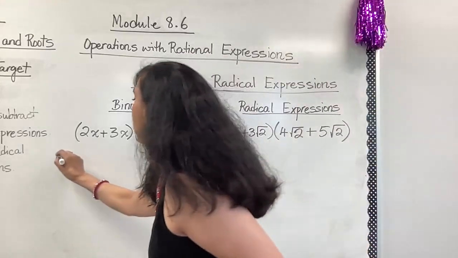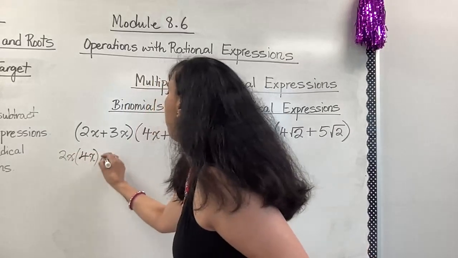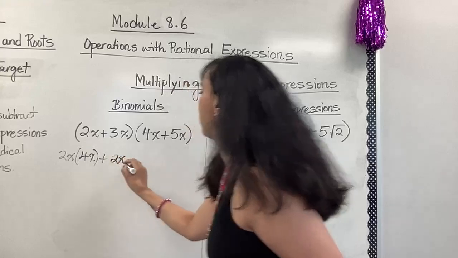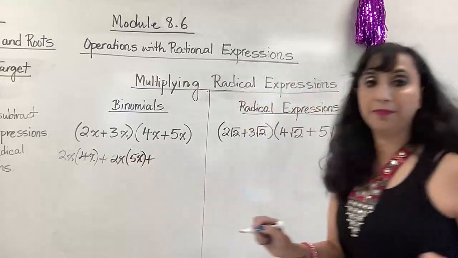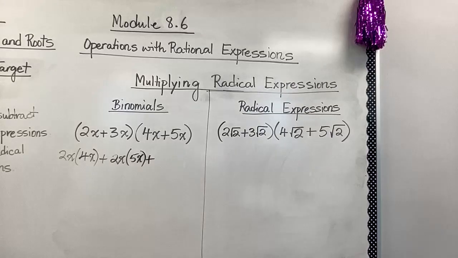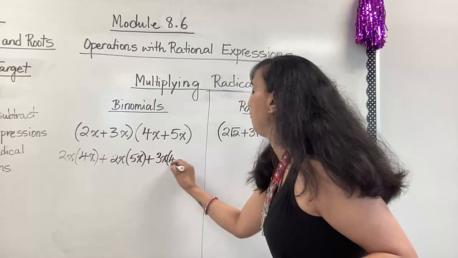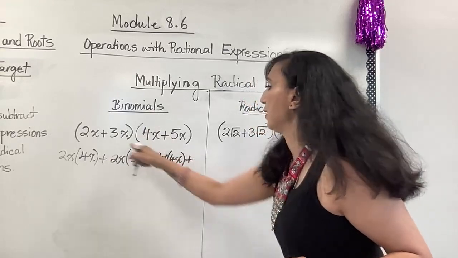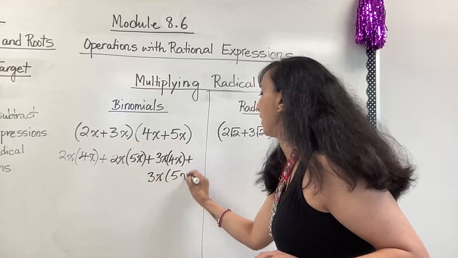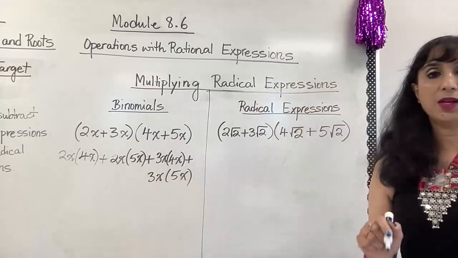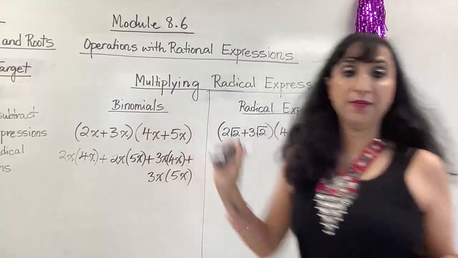So first thing I do is 2x times 4x plus 2x times 5x plus. Okay? Then I am doing 3x times 4x plus 3x times 5x. So each term with each term in here. So we are using the distributive property.